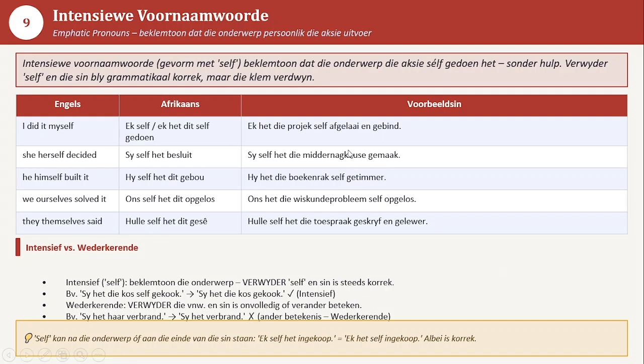Even if you got rid of the word self, it must still be a thing that the subject person completed by themselves. So here you can even get rid of it. Ek het die projek afgelaai en gebind. Okay, that still indicates that a person did this independently.